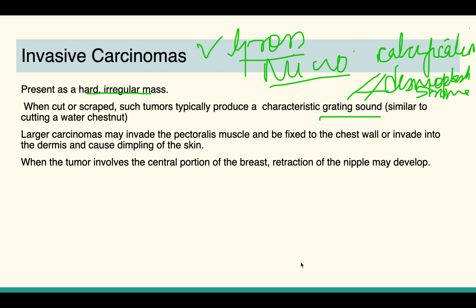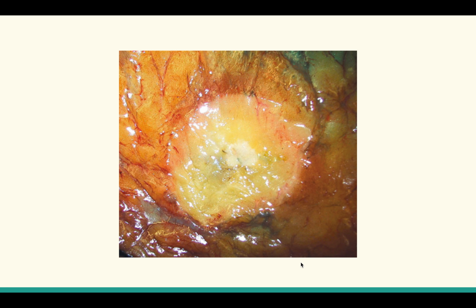Then larger carcinomas can invade the pectoralis muscle and can cause dimpling of the skin. In the mastectomy specimen you can see dimpling of the skin also, and retraction of the nipple can also be present. Now this is the appearance of the carcinoma. You can see over here it has a whitish appearance.